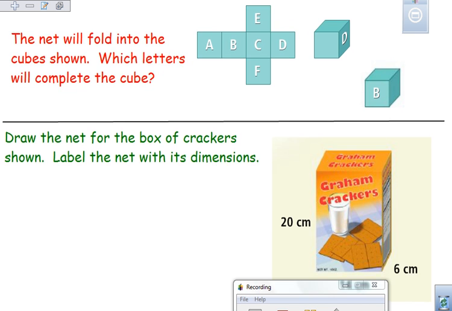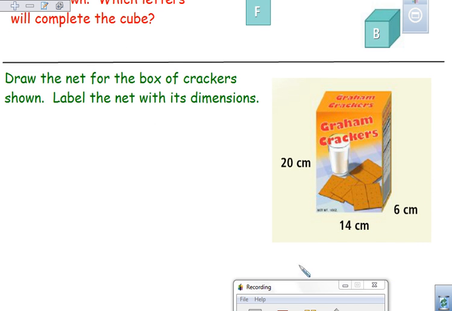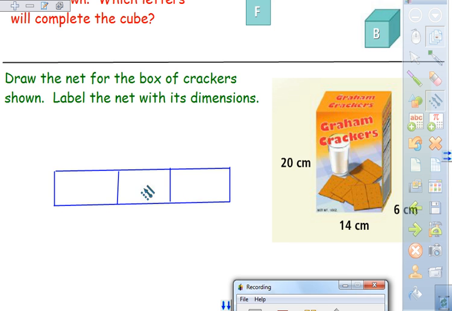We'll skip the top example. It says, draw a net for the box of crackers shown, label all dimensions. So what I'm going to do first is just draw my bottom. So this shape in here is going to be my base, and then this would be a lateral side and a lateral side. And then my other two lateral sides should be congruent. And now it looks like I'm only missing my top.